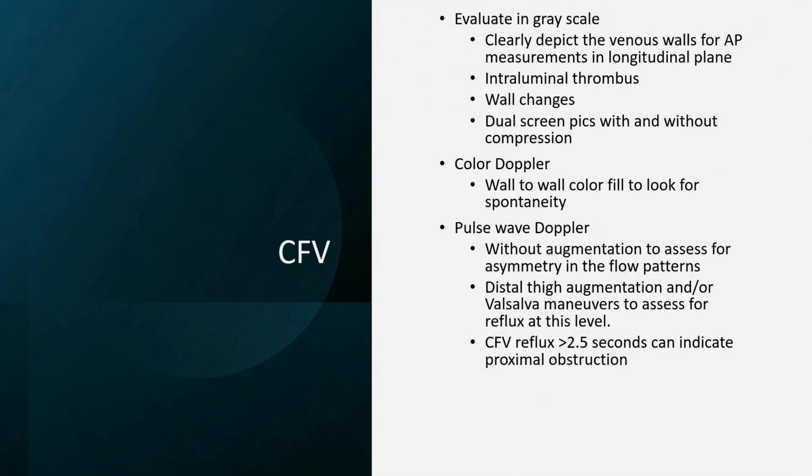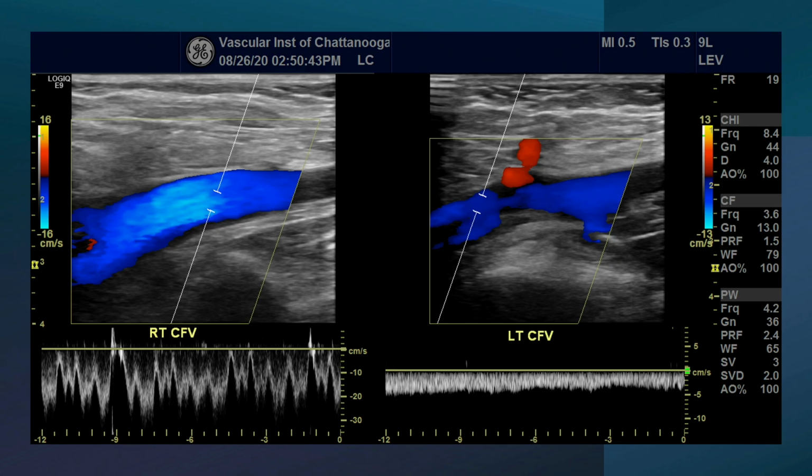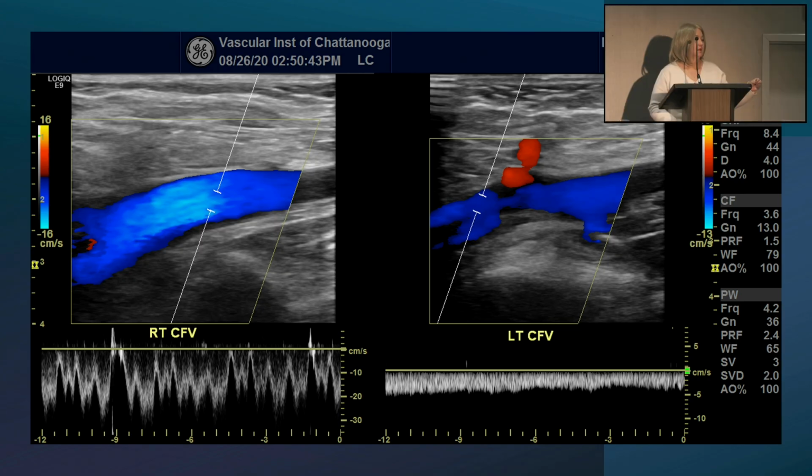One thing I wanted to also mention, common femoral vein reflux of greater than 2,500 milliseconds is a very good indicator of proximal obstruction. So we use 1 second as, yes, this is reflux in the deep system, but if you get greater than 2,500, that is a very, very good indicator that you have compression or obstruction proximal.